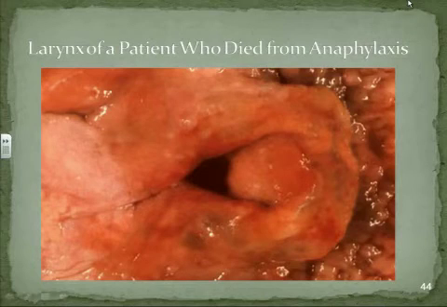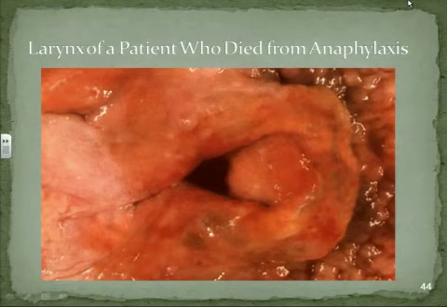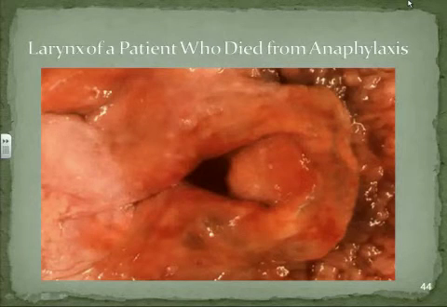Okay, this is somebody who died. Their larynx is completely closed. You cannot put an endotracheal tube through that. So the only thing you can do is a cricothyroidotomy or tracheostomy to keep that person alive. So, not good.